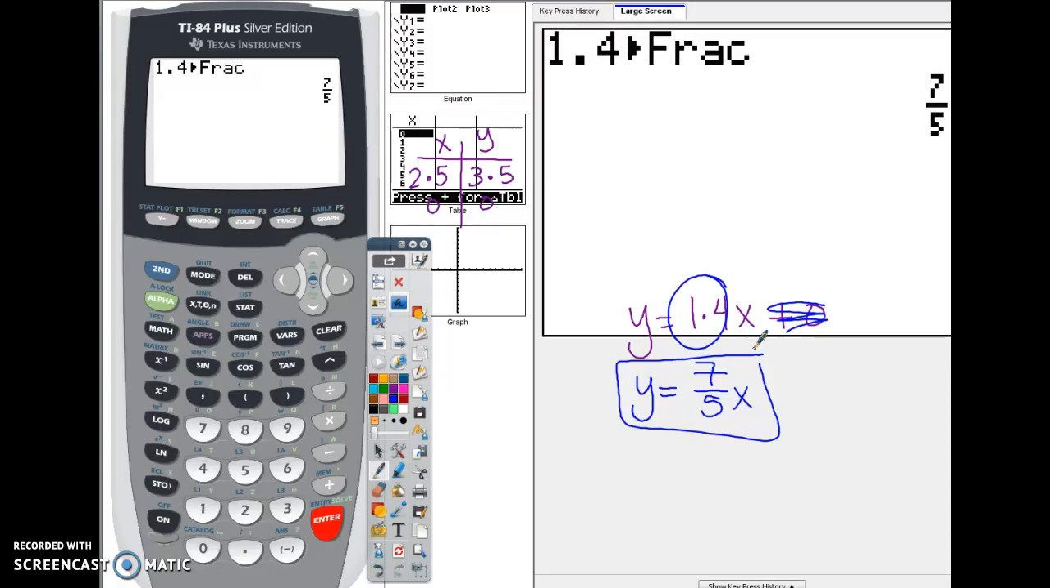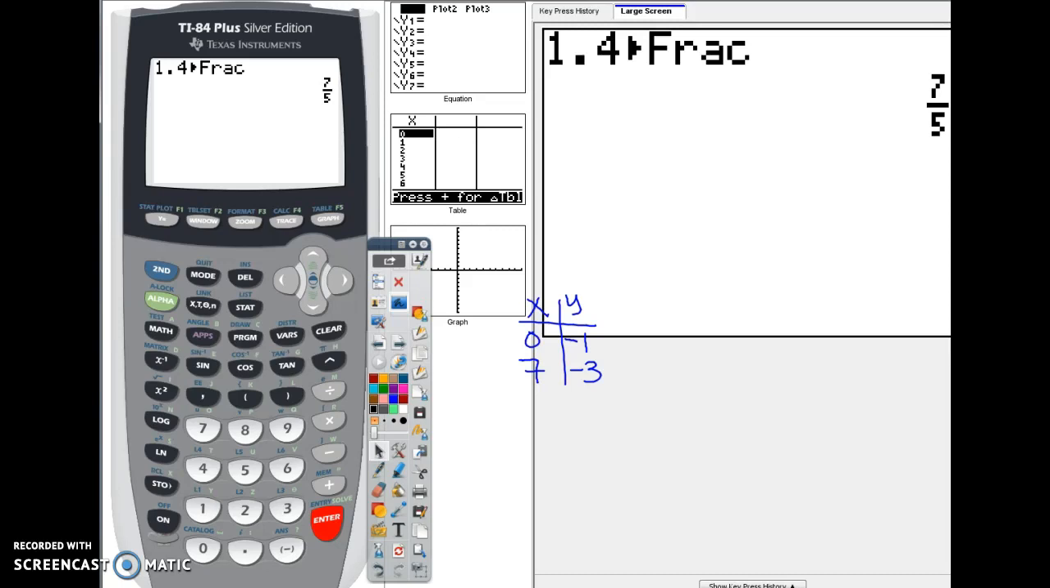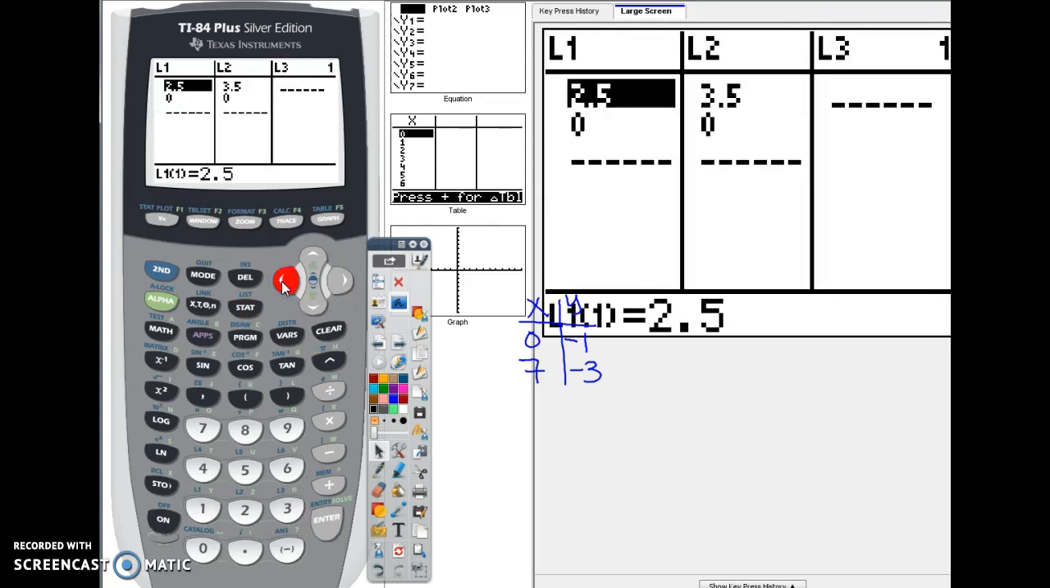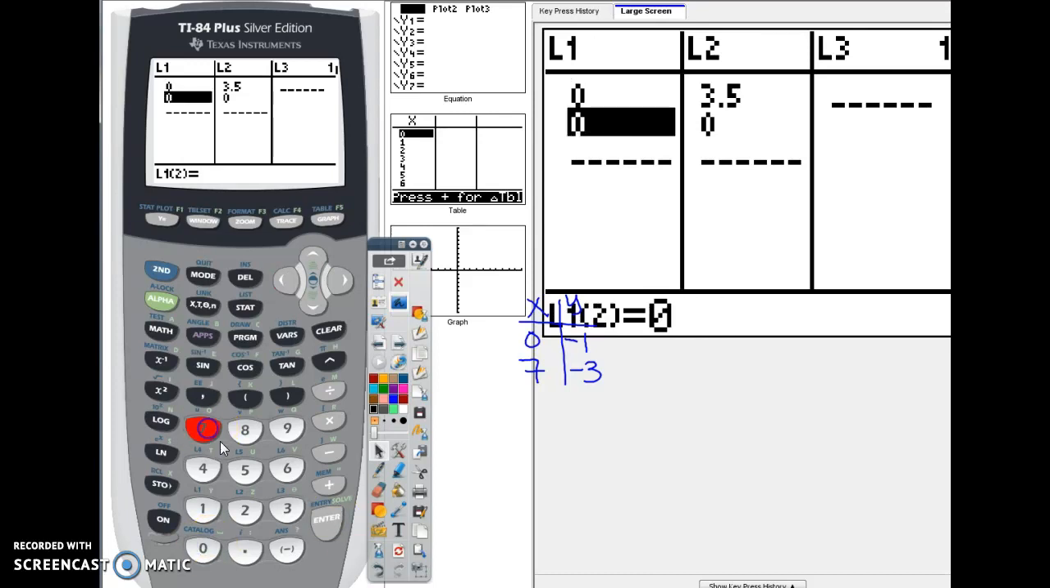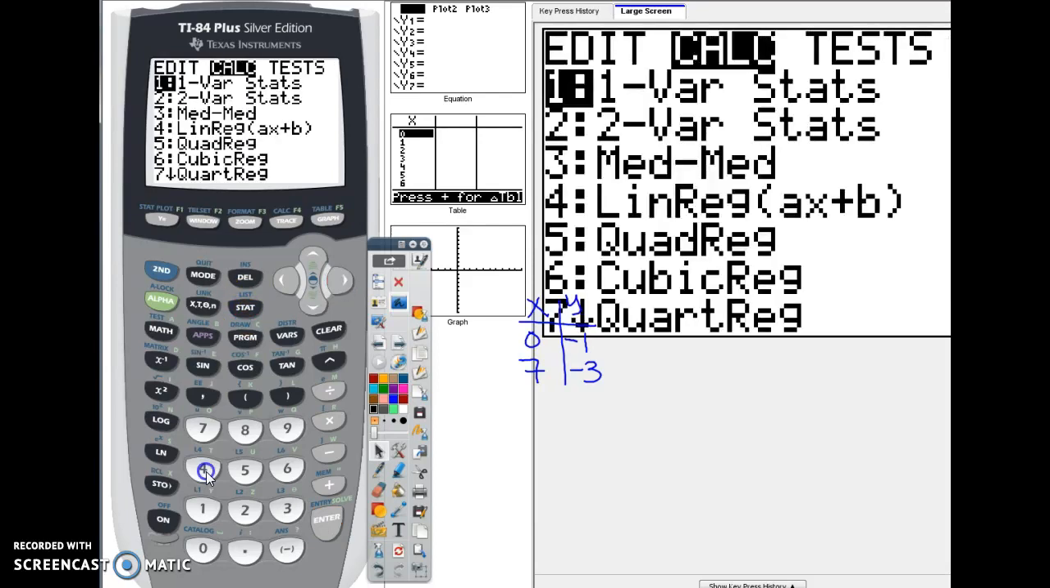Problem number 10. Here's my table. Put it in stat. And remember, you can pause the video at any time, or you can fast forward if you already know how to do this. But the ones that I'm doing are a little confusing, so I really need you to watch how we're going to change these. Stat, calc, 4, enter.